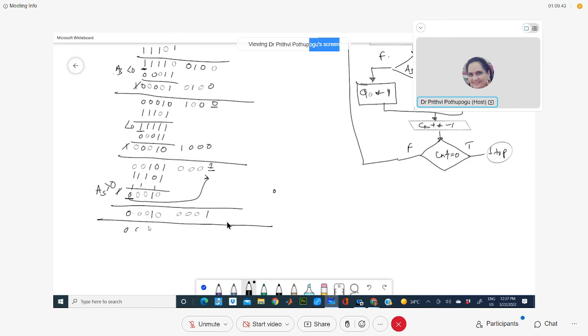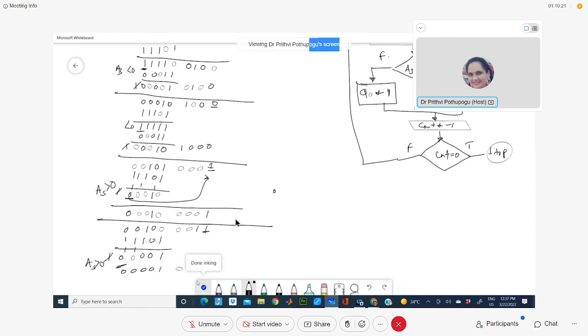Left shift means 0, 0, 1, 0, 0, 0, 0, 1. Now add the complement value of B, discard the carry. Now A is greater than 0, so this becomes 1. There is no need for us to do the restoration. This is the result here.